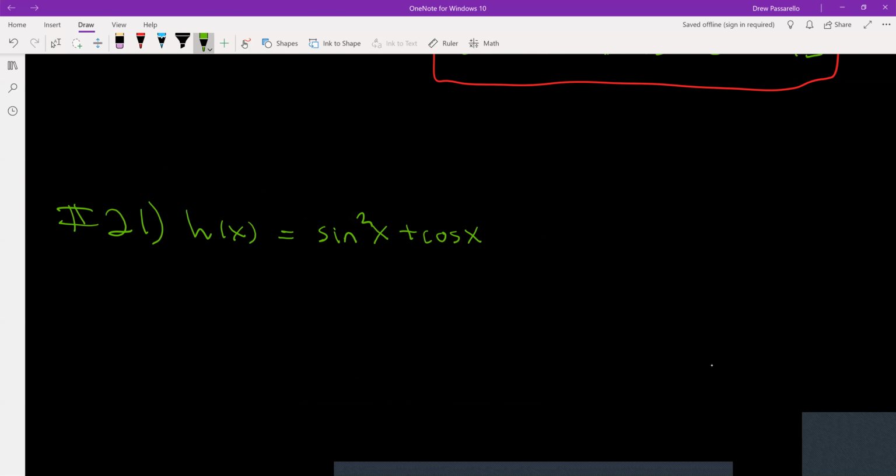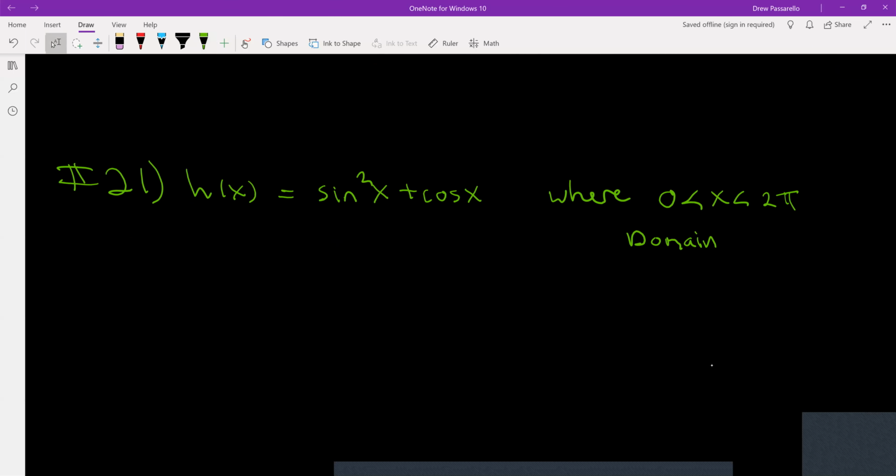All right, they tell us also a domain for this one, where 0 is less than x and less than 2 pi. All right, this is the domain that we're working with. So the steps: I find the derivative, I find when the derivative is equal to 0, or cases in which the derivative doesn't exist.